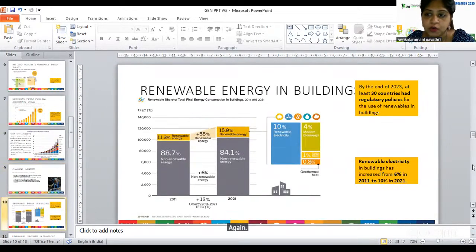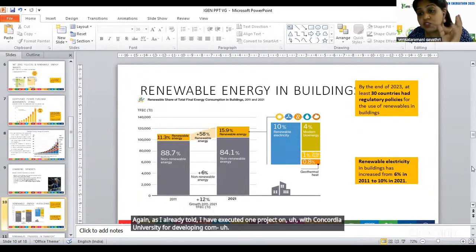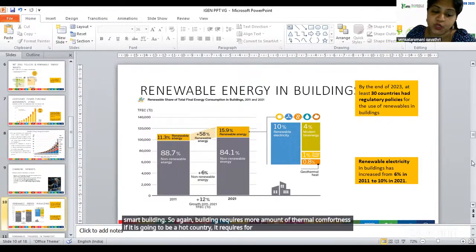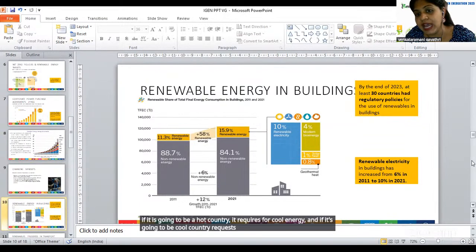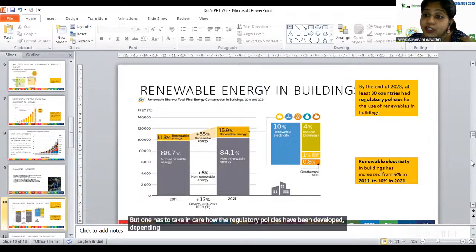Again, as I already told, I have executed one project with Concordia University for developing energy storage in the sustainable smart building. So again, buildings require a large amount of thermal comfort. If it is a hot country, it requires cooling energy, and if it's a cool country, it requires building heating and thermal comfort. So in such cases, a lot of renewable energy systems have become reality. But one has to take care how the regulatory policies have been developed depending upon the different climatic conditions of the country, and what the regimes and set limits are for those countries. So based on that, one has to see what the possible notes are that have to be taken into the policy account.